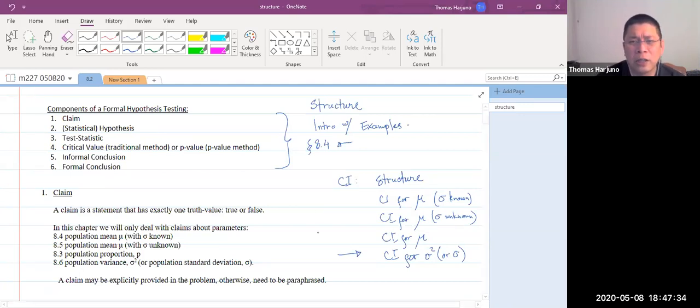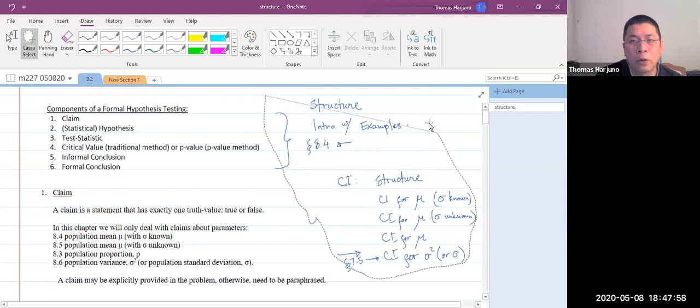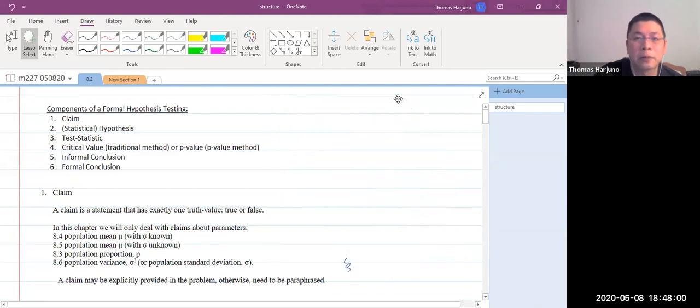I still owe you, I think that's section 7.5. We will do it next week together with this hypothesis testing. Now, let me start with this hypothesis testing. Again, the emphasis today will be on the structure with some little examples.